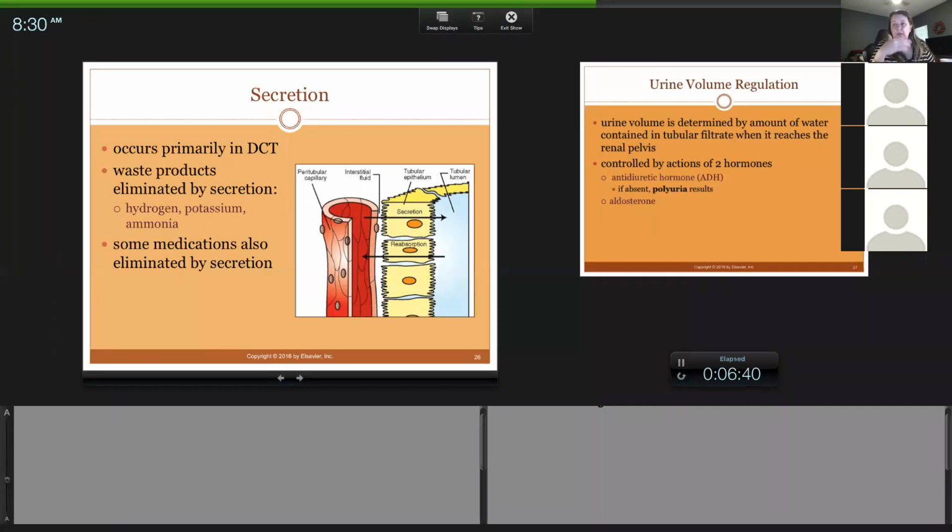It's kind of like if you were getting off a train and the PCT was the first stop, the loop of Henle's the second stop. The DCT is like, unless you get off this train, you're staying on the train, if that makes sense. So after the DCT, you have the collecting duct and it's going to become urine. So this is where we usually want to get rid of the waste: the hydrogen, potassium, and ammonia.